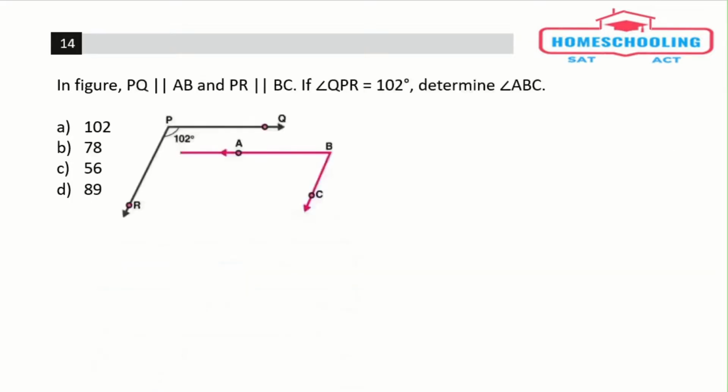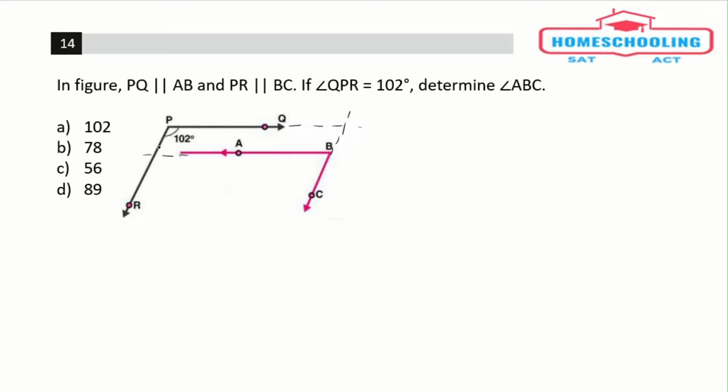Now moving to the next question. In the figure, PQ is parallel to AB. So we can extend both of them like this, and this one also. PR is parallel to BC, so we can extend this one like this. In the question it is given that angle QPR is 102 degrees.